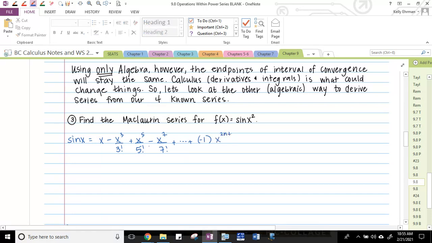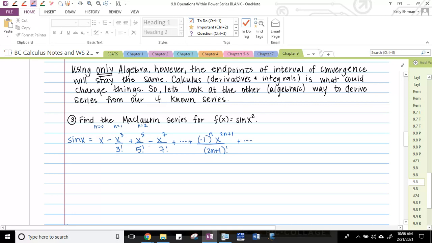x to the 2n plus 1, right, over 2n plus 1 factorial. I almost wrote this as -1 to the 2n plus 1, but I don't need that to be odd, right? This is just -1 to the n if we're saying that n starts at 0, 1, 2, etc. And that is what we're saying, because each term is like 2 times 1 plus 1 factorial, 2 times 2 plus 1 factorial. So this does start at 0. Okay, so anyway, that's the sine x.